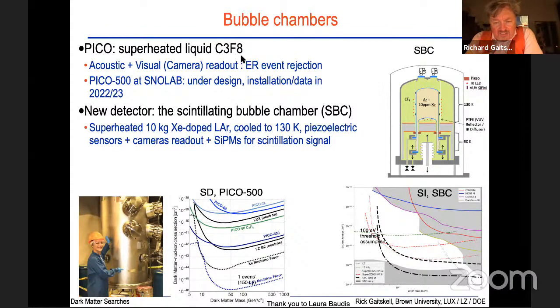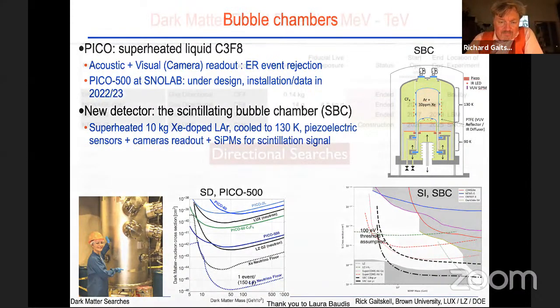And then there is also significant interest in this new scintillating bubble chamber, where you're getting additional discrimination information, because in argon it has been shown that you get a very clear scintillation signal associated with the energy deposition, as well as the conventional superheated bubble formation.